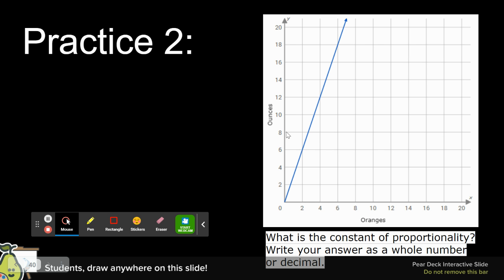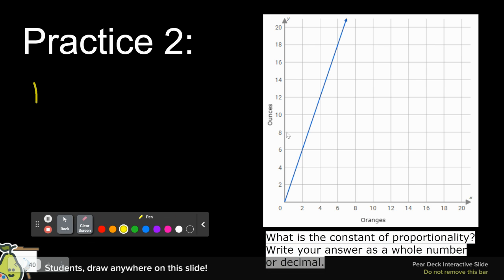Go ahead and see if you can find the constant of proportionality for this one. Note here too that this is 2, 6. Okay, so we're looking for when x is 1, what's the y value? Go ahead.